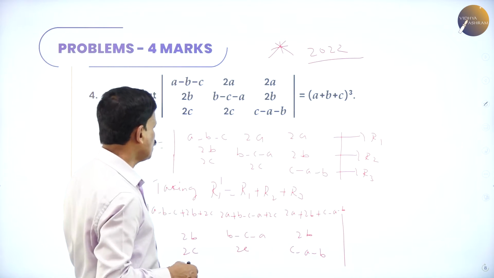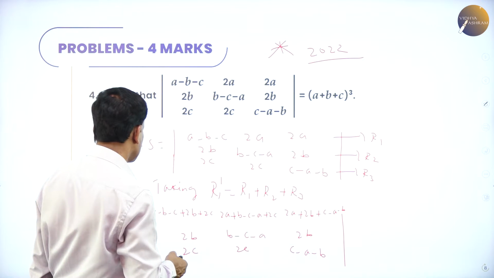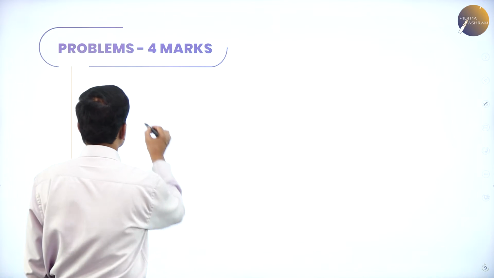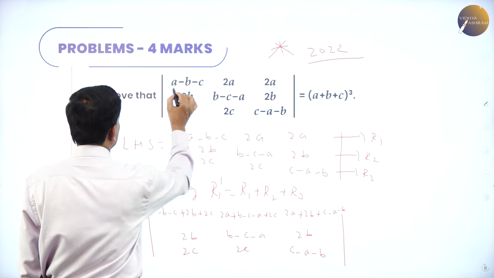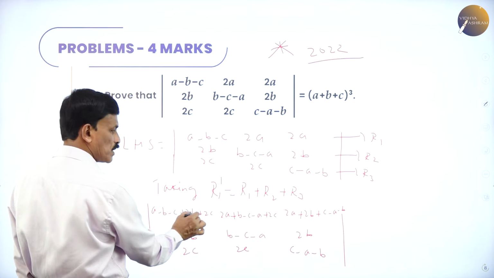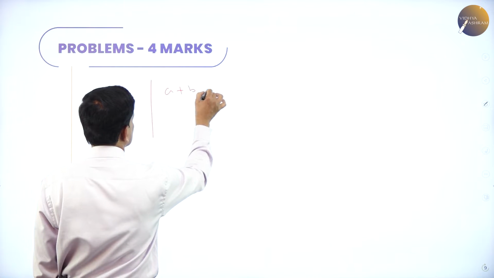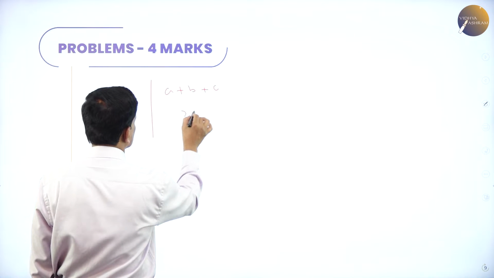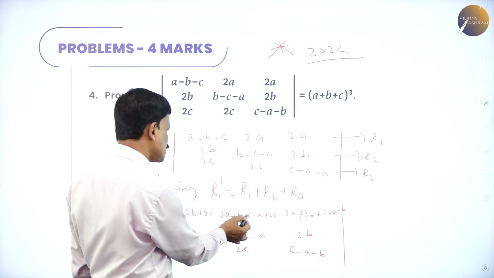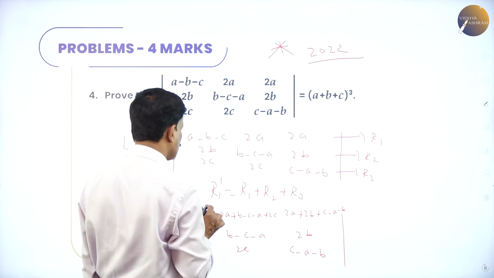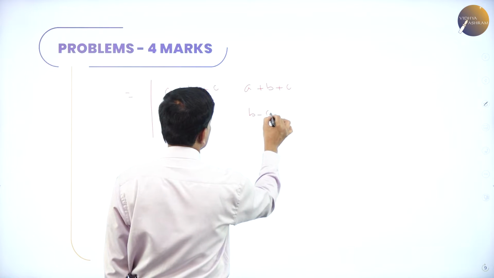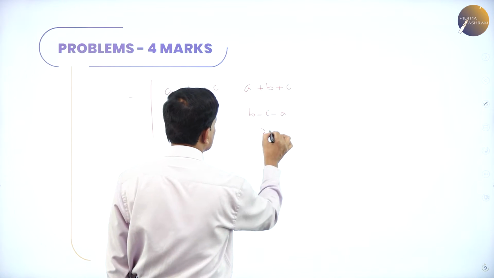Now simplify this. If you simplify, what is the answer you are going to get here? So A as it is, 2B minus B is 1B, 2C minus C is 1C. So I will get A plus B plus C. This is the same, 2B, 2C. Next, similarly, here also 2A minus A is 1A, B as it is, plus 2C minus C is 1C. This is also A plus B plus C, and these two elements, B minus C minus A and 2 times C, as it is.